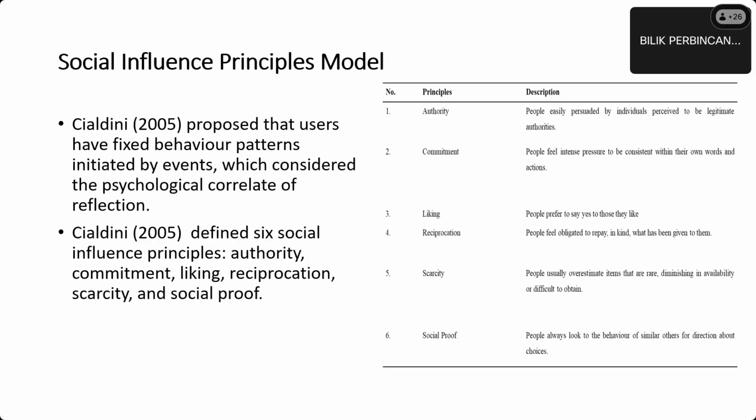Authority means people are easily persuaded by individuals perceived to be legitimate authorities. The second one is commitment: people feel intense pressure to be consistent with their own words and actions. Number 3, liking, means that people prefer to say yes to those they like.